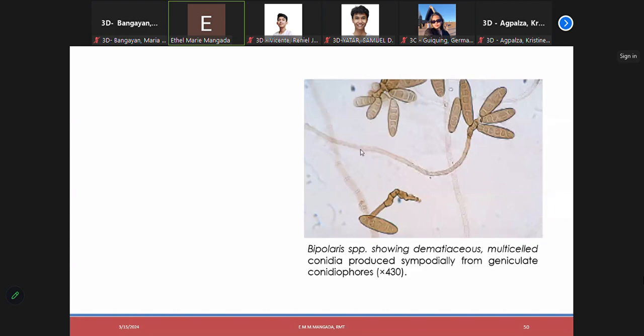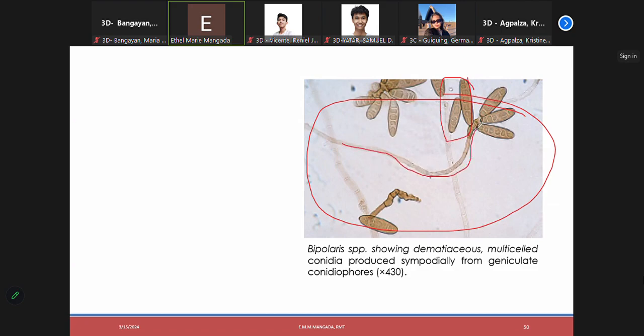So this is a picture of your Bipolaris. It's a dematiaceous fungus. Look at that. It's brown in color. Okay, it has multi-celled conidia. So these are the conidia. And we can see here the conidia in a geniculate conidiophore. Geniculate, ibig sabihin nag-bend. Bend, okay, yung kanyang conidiophore. Okay? And we can see septate hyphae. Okay? So that's for your Bipolaris.